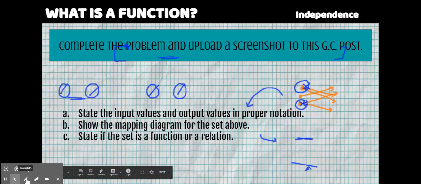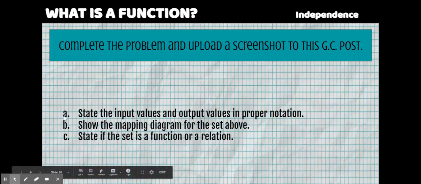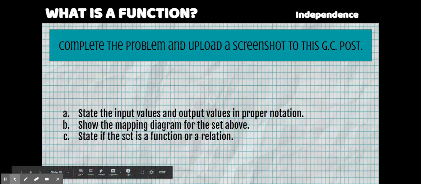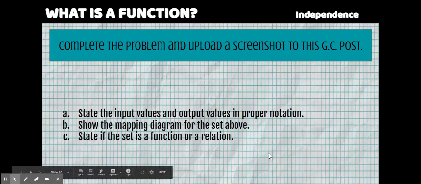Your final task, oh no, let's clear the screen off. Your final task is to complete the problem that I'm going to give you below and upload a screenshot to Google Classroom. So what are you going to do? You have to first state the input values and the output values in proper notation. We just did that. Hopefully you remember what proper notation means. Show the mapping diagram for the set I'm about to give you. And then state if that set is a function or just a relation. So what does your set look like?